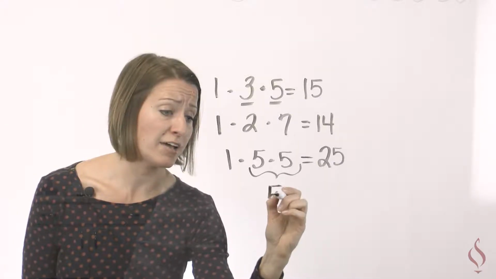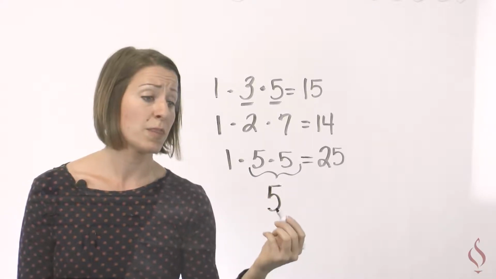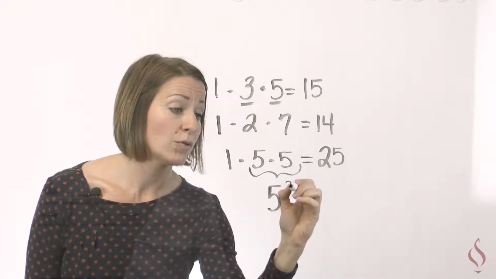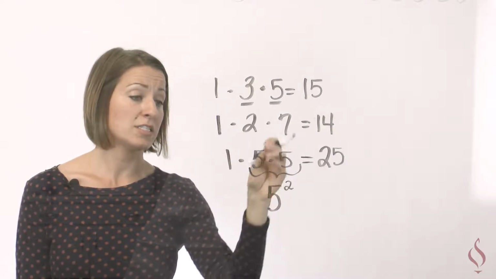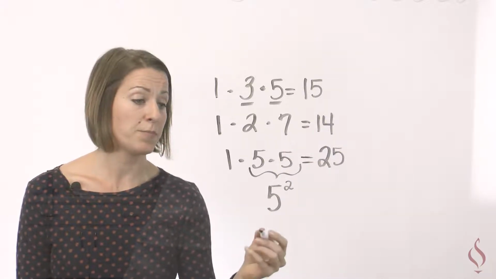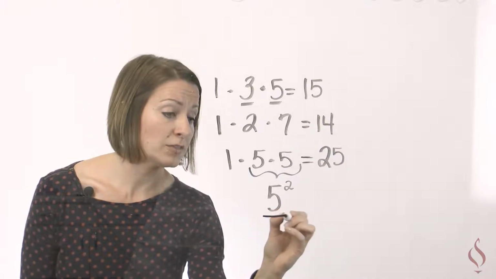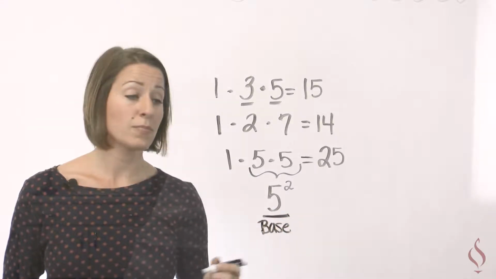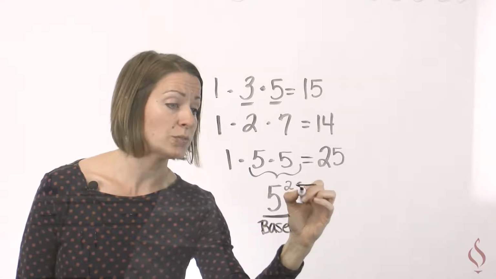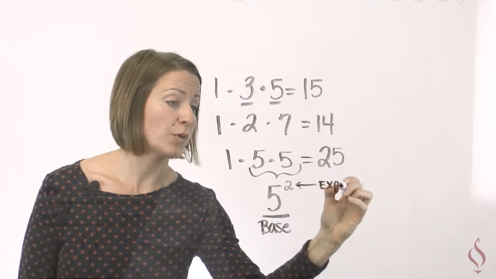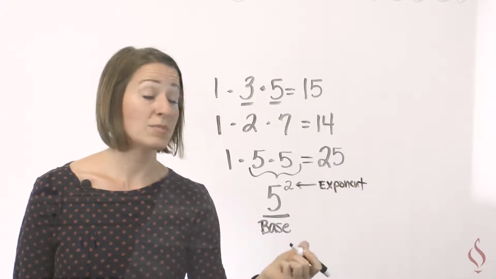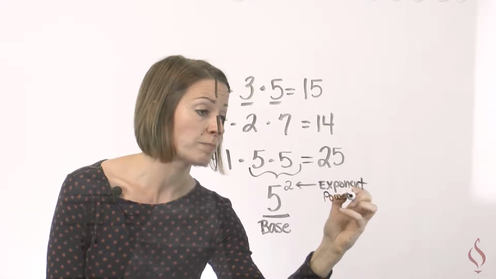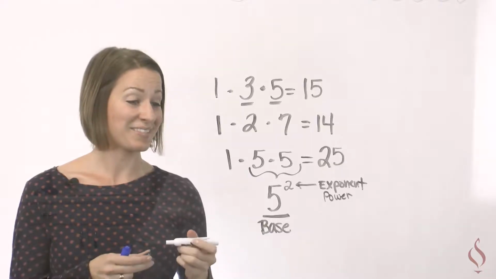So we're going to take the 5 because that is the actual factor. And we had 2 of the 5, so we're going to make a little 2 right to the upper side of the 5. Okay, 5 is our factor. It is now considered a base number, and then this little 2 is your exponent. Sometimes an exponent is called a power, so we'll call it a power as well. But exponent and power mean the same thing.